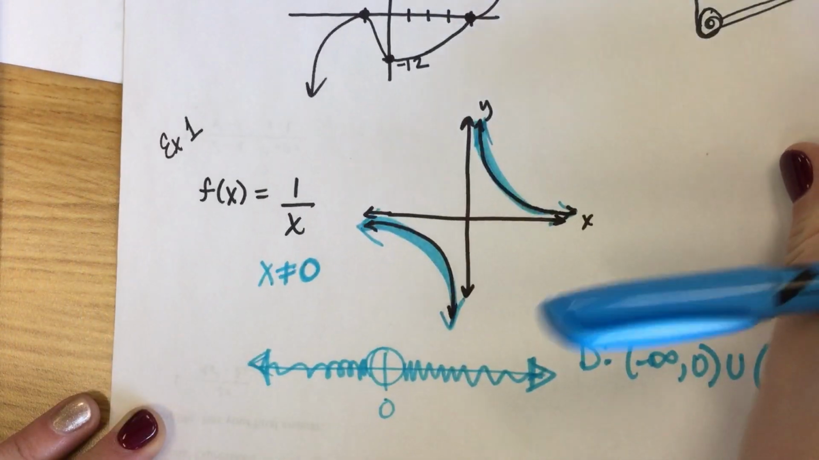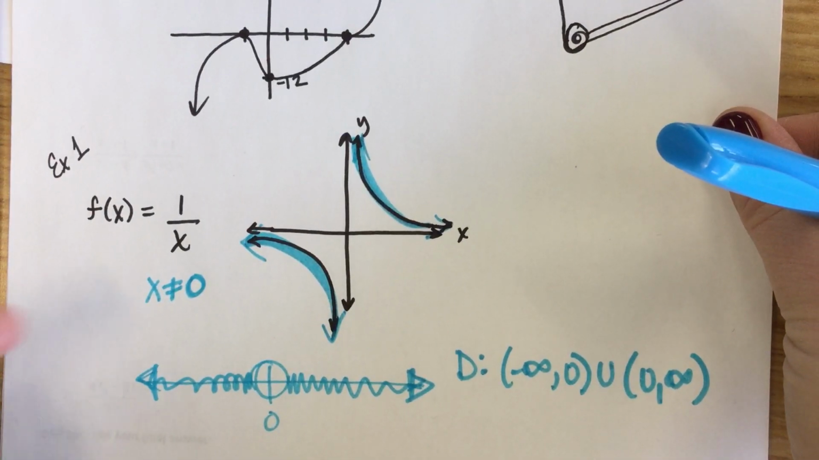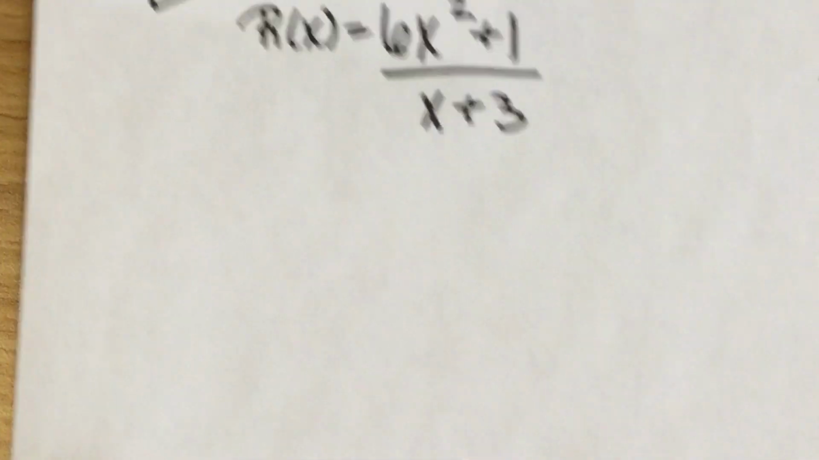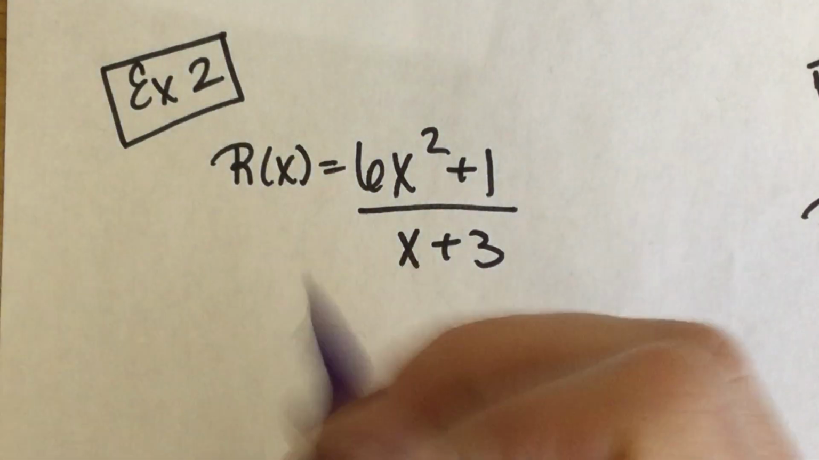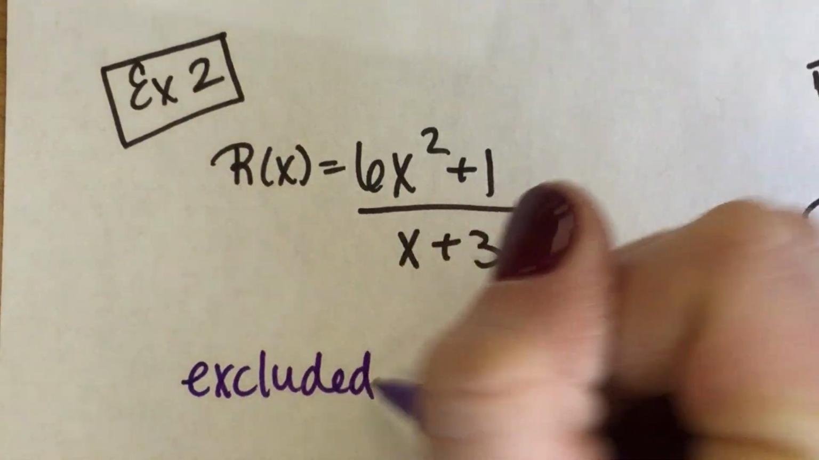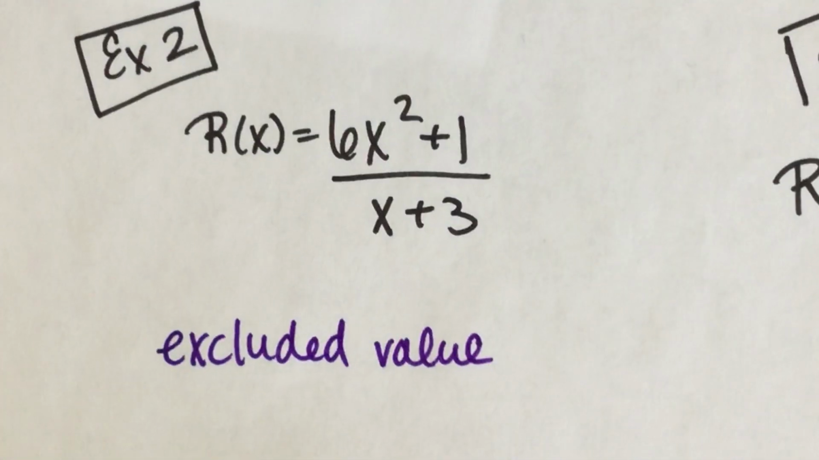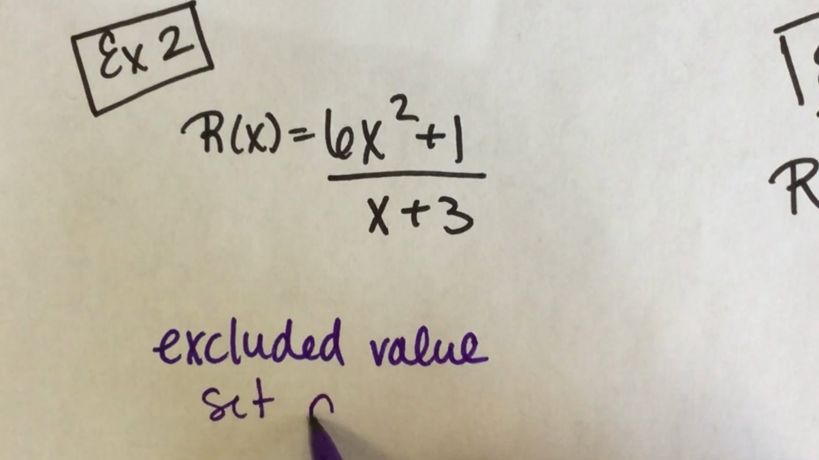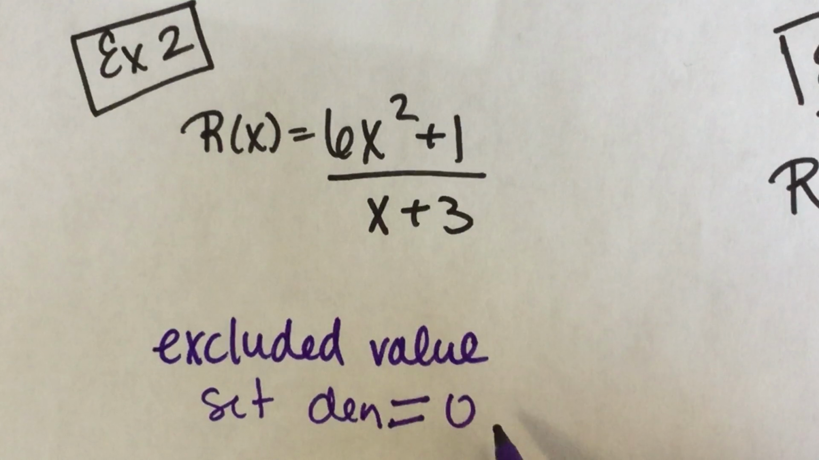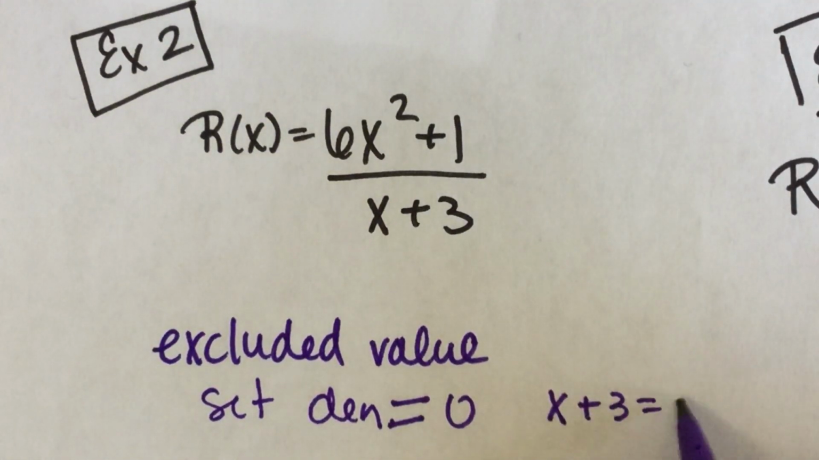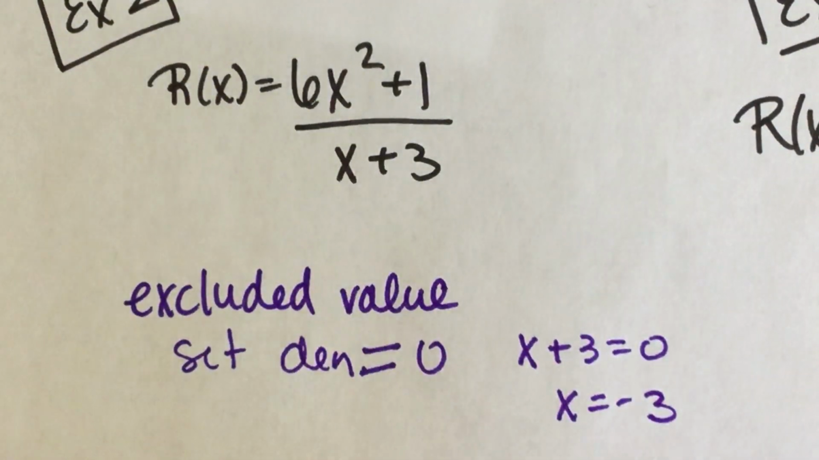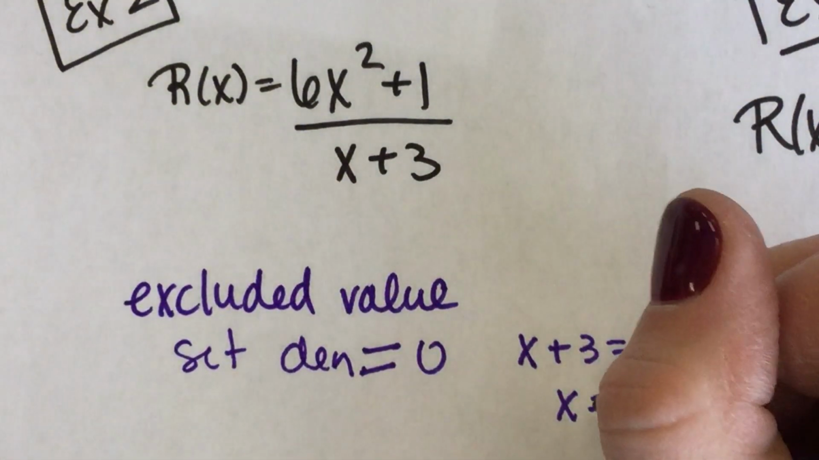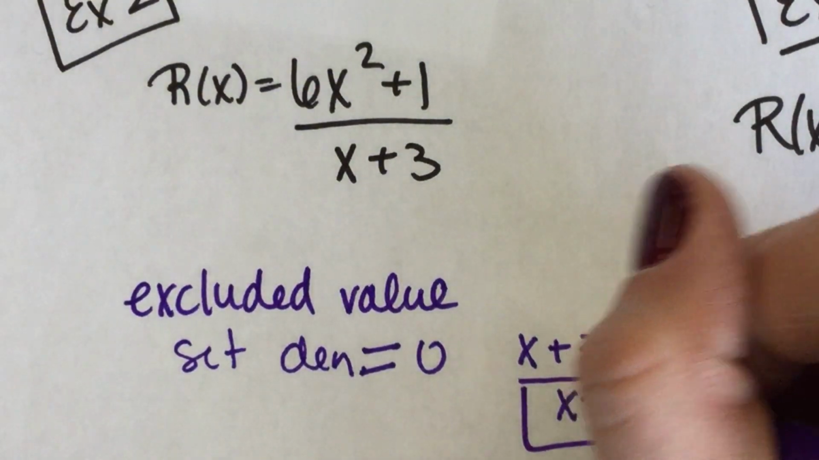So we have to be able to determine what values of x are going to give us 0 in the denominator. Well, this one was clear. x can't equal 0. But when we take a look at this example, I need to find out what we are going to call the excluded value. Now, to find my excluded value, I'm going to need to set my denominator equal to 0 and solve. So if I have x plus 3 equals 0, I get x equals negative 3. Well, that means if I plug negative 3 back into this denominator, I get 0 in my denominator. I can't have that. So x cannot be negative 3.